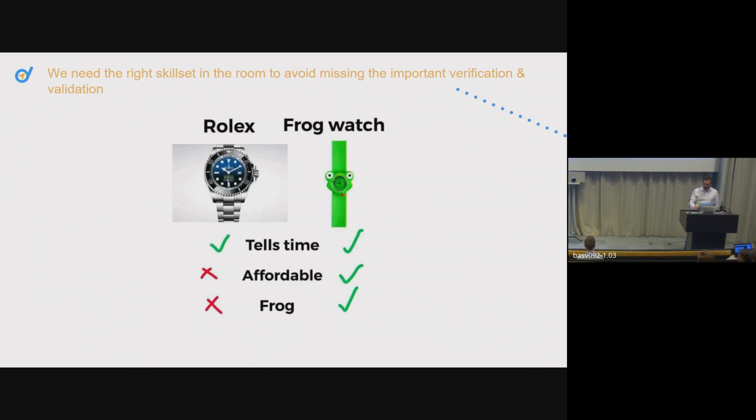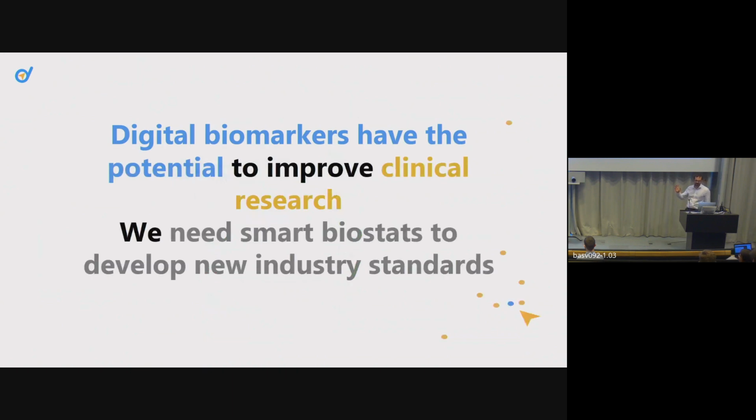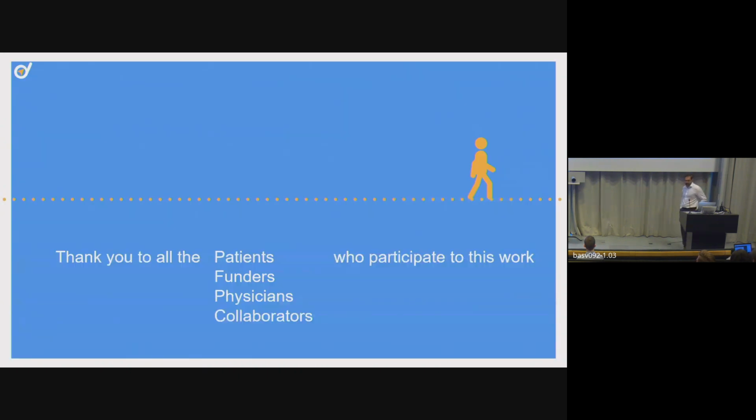So in the end we need digital biomarkers, I think, to improve clinical research, but we need smart people, smart biostatisticians, to develop those endpoints to a standard where they will become robust, reliable, credible, trustworthy by all the companies. Thank you so much.